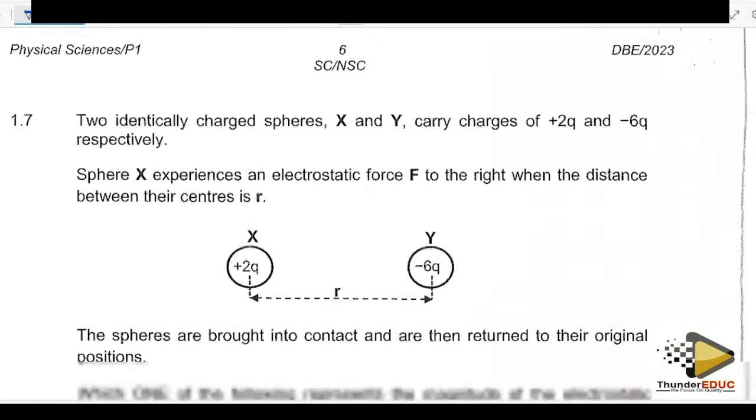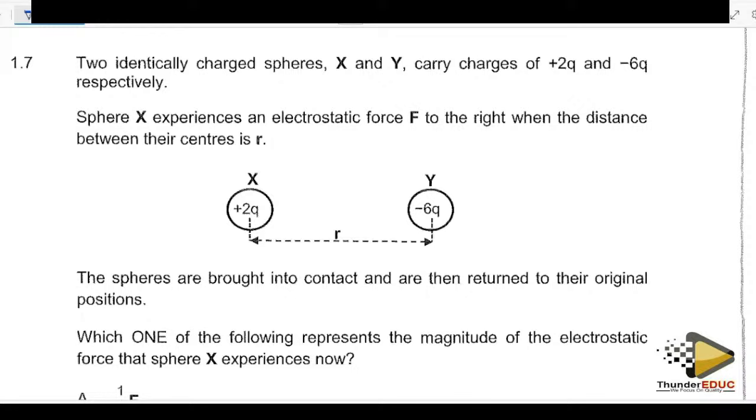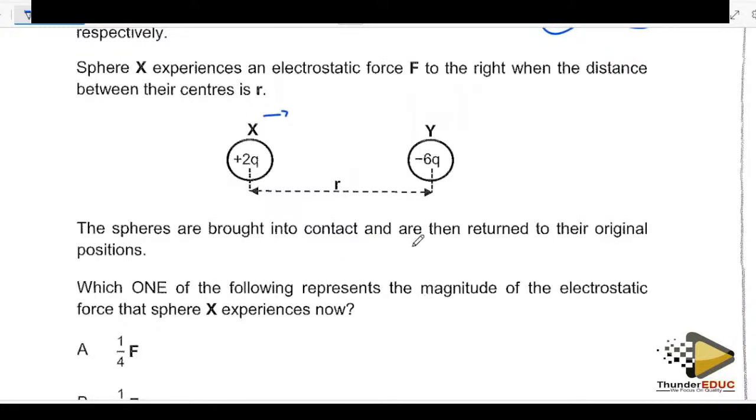And then 1.7, we have two identical spheres, X and Y, that are carrying +2Q and -6Q respectively. Sphere X experiences a force F to the right when the distance is that, all right. Then the spheres are brought into contact and then returned to the original positions. Which one of the following represents the magnitude of the electrostatic force that X experiences now?